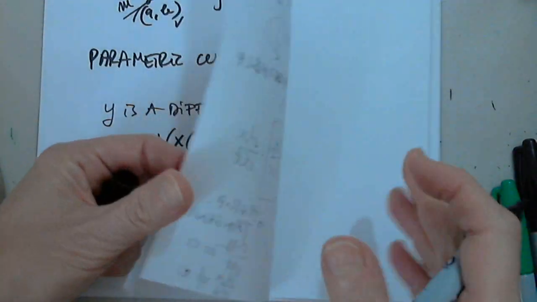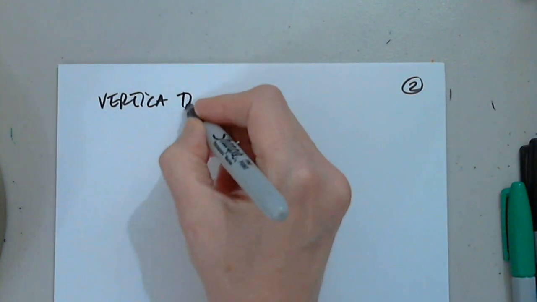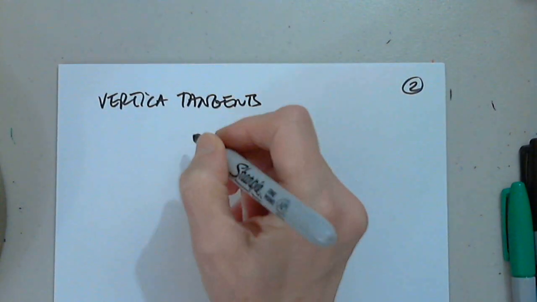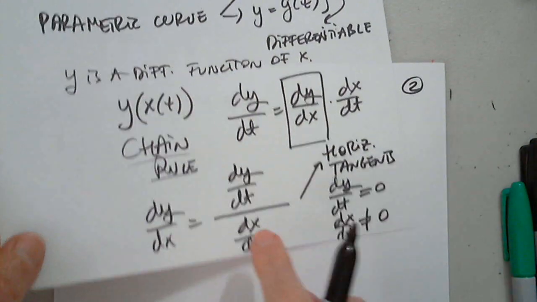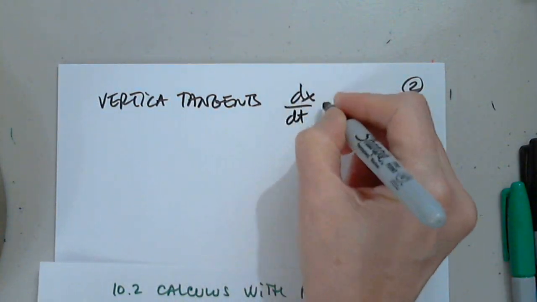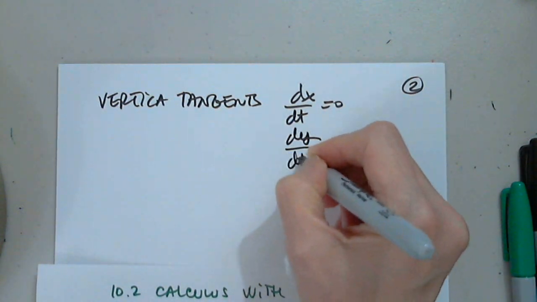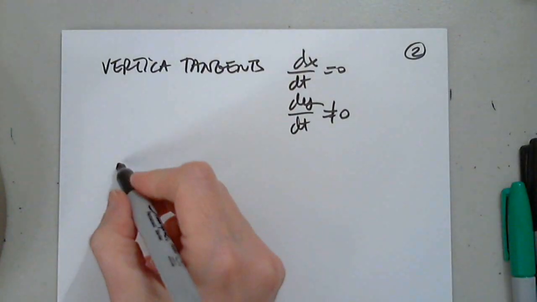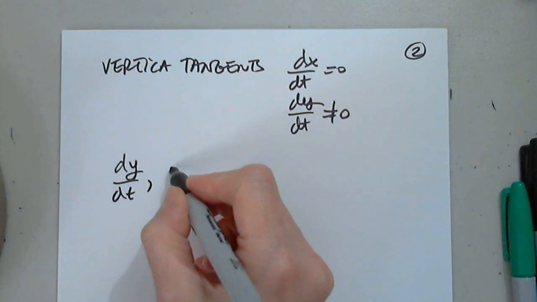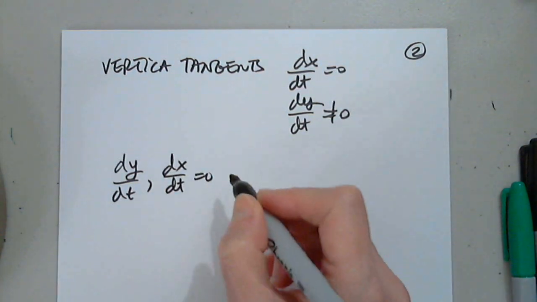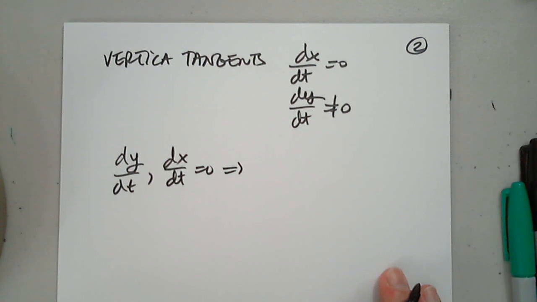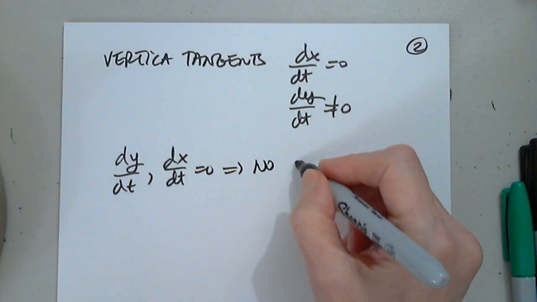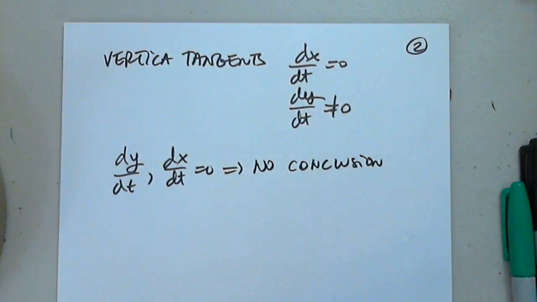Now, let's say for vertical tangents, that's my page 2. So what happens for vertical tangents? Then for vertical tangents, the denominator has to be 0. So dx over dt equals 0. But dy over dt cannot be 0. Again, not 0 over 0. In the situation in which dy over dt and dx over dt are both 0, we cannot make a conclusion. We have to use different methods. No conclusion about the tangent.